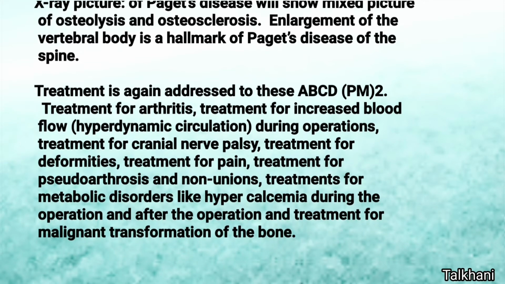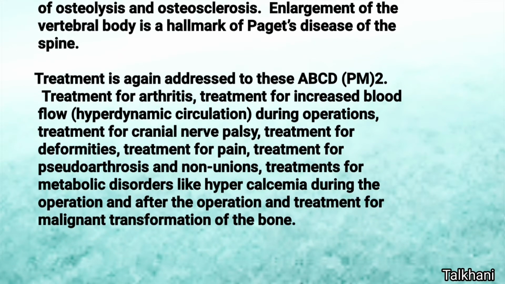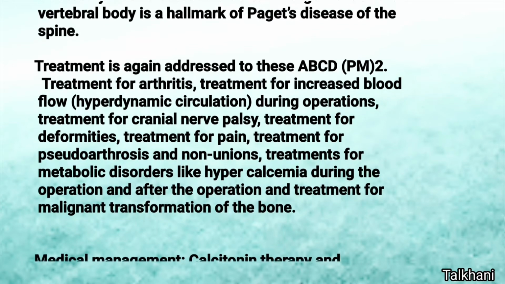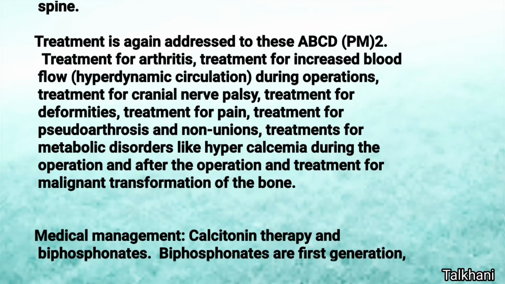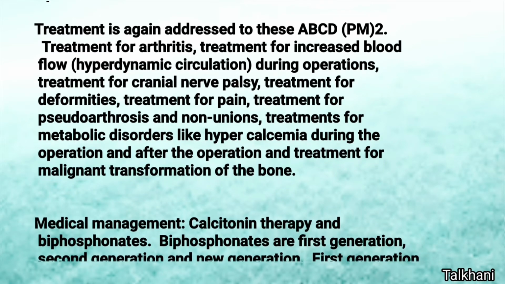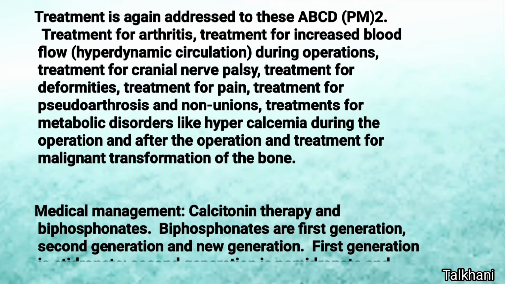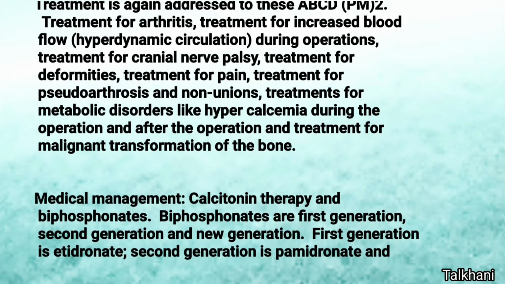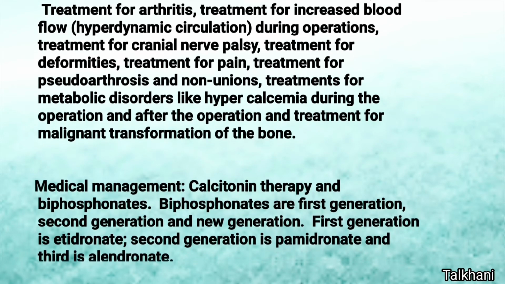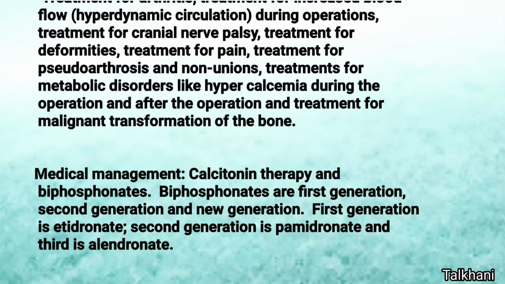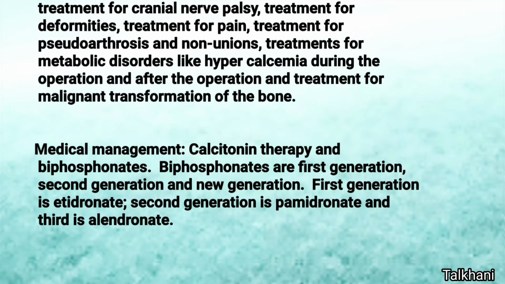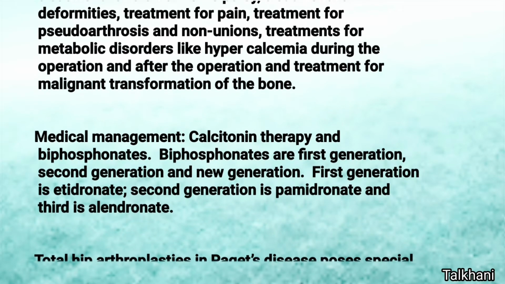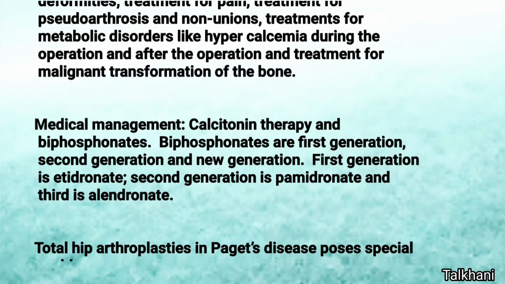Total hip arthroplasties pose special problems in Paget's disease. Number 1, technical difficulties. Number 2, medical management to avoid hypercalcemia, acidosis and bleeding. Calcitonins and bisphosphonates are commonly used but not proven. Number 3, heterotopic ossification is as high as 5%. Number 4, early prosthetic loosening is described but has not been statistically proved.